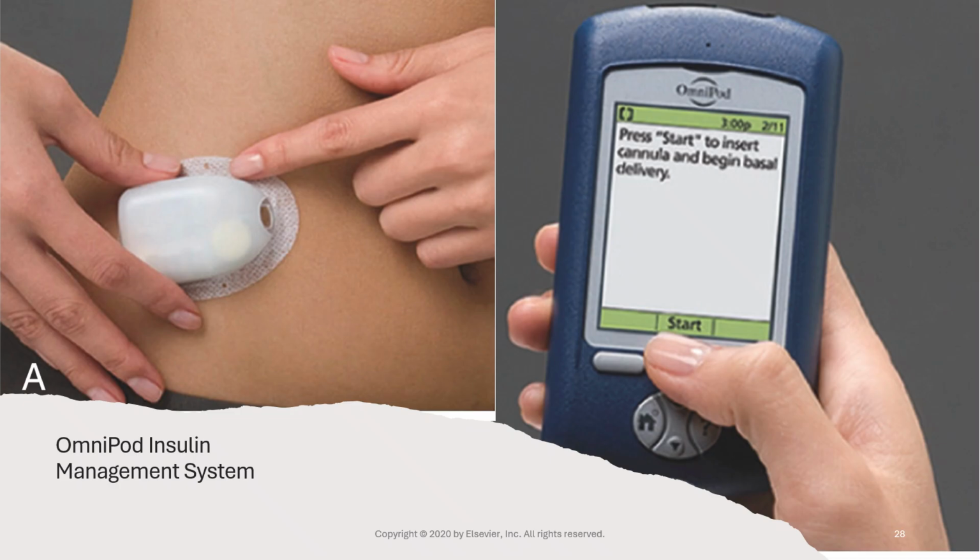So this is probably one that you might have seen people wearing even out in public, where you see the little pods on them. It's the Omnipod insulin management system. It just gives you a good visual of what these potentially look like, what's attached to the body, and then whether it's your cell phone, your smartphone, that does the reading, or an actual device that is connected with the Omnipod.